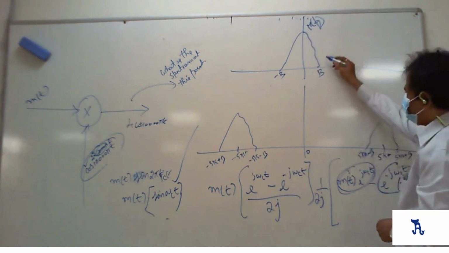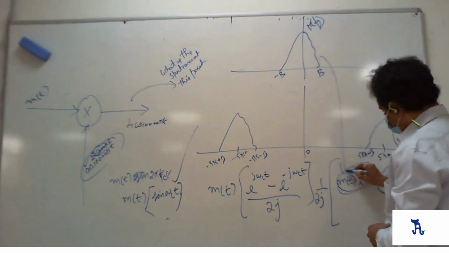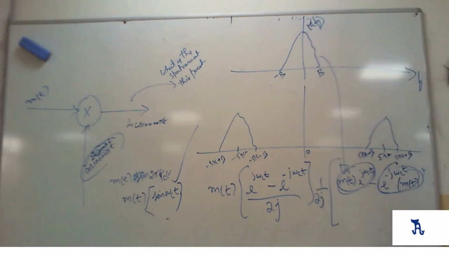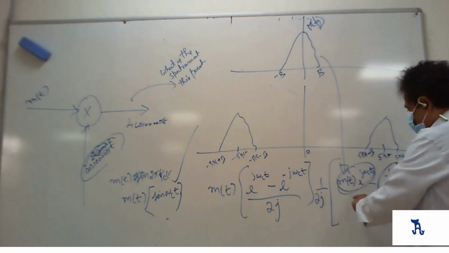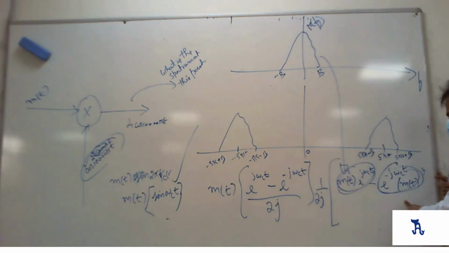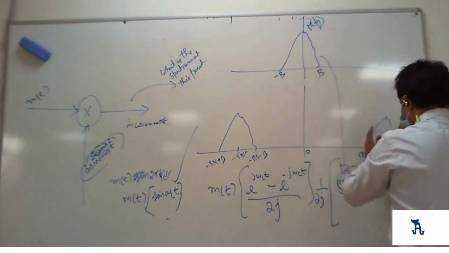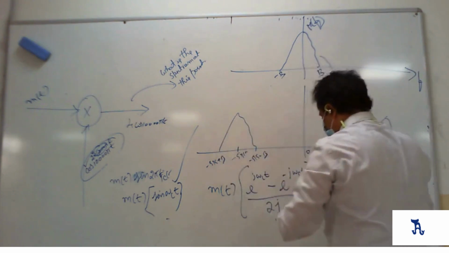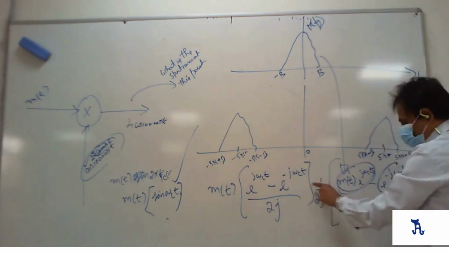Suppose the spectrum of m of t is like this. Come on, tell me. Definitely it's shifting, right? This is m of f minus omega c, m of f plus omega c. That means this is shifting to this frequency, and this is shifting to this frequency, with the amplitude something like this.